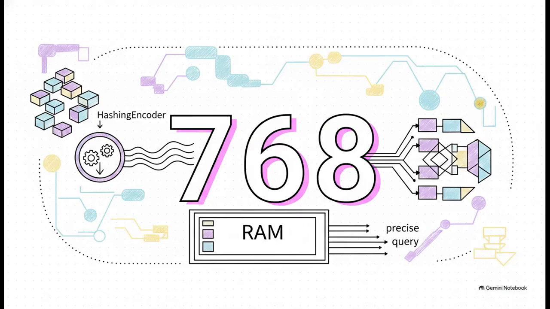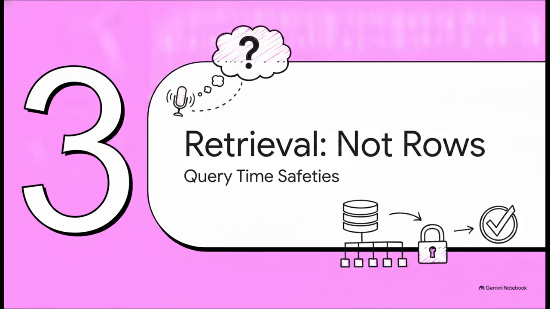So what happens to those chunks? Well, they get encoded using a hashing encoder, which spits out a 768-dimensional vector. Think about that for a second. We're translating the rigid structure of your database into 768-dimensional mathematical coordinates. This sets the stage for incredibly precise query matching later on in RAM, entirely bypassing the need to rewrite or read your stored byte data. Section 3. Retrieval. Schema, not rows.